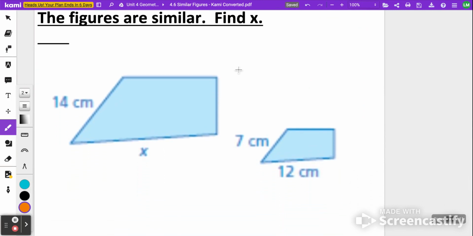Again, another example to try. See if you can try this one. You can try to set up a proportion, but some of you might catch on right away and not have to set up a proportion for this one.